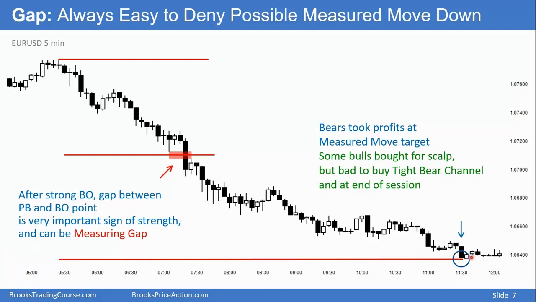Would bulls buy for a scalp? I would not. We're starting to get a lot of small bars, starting to enter a tight trading range. At the end of the US session, dead money. The chance of a profitable buy is small. But the bears are buying to buy back their shorts at the end of the session.